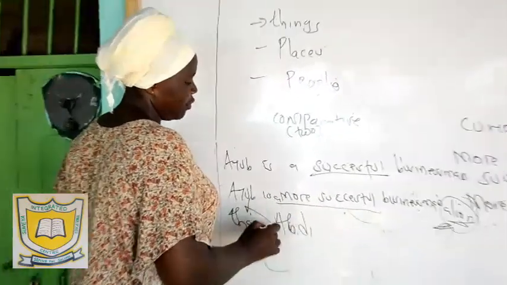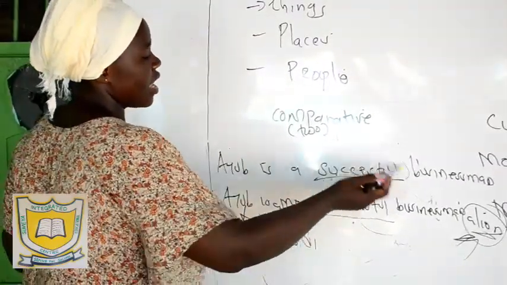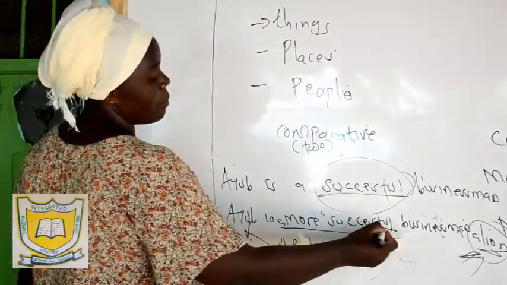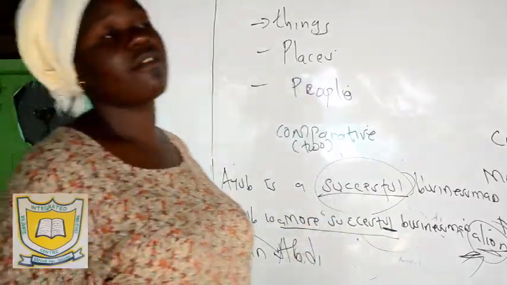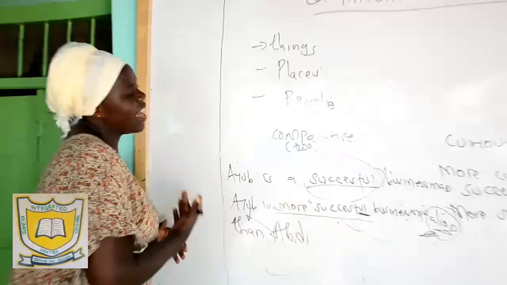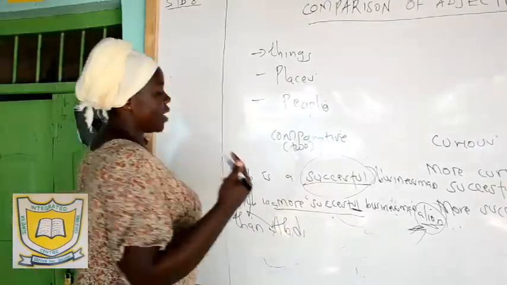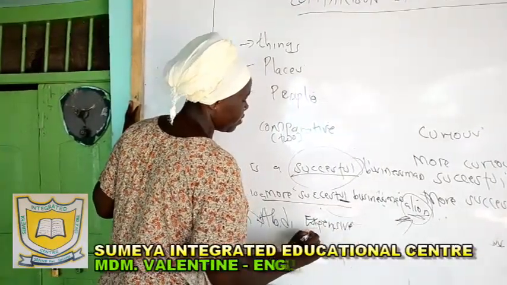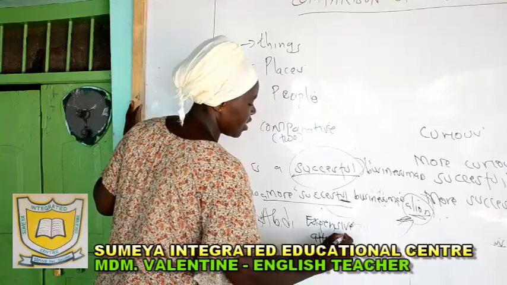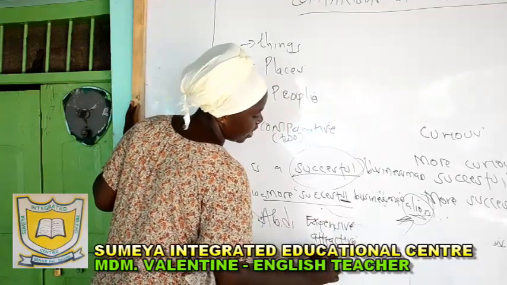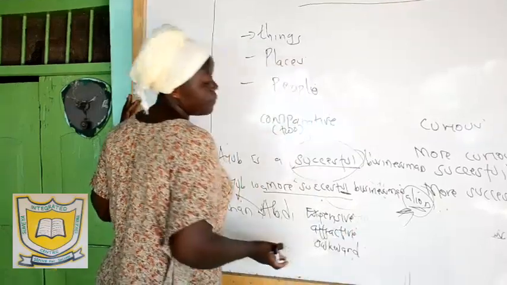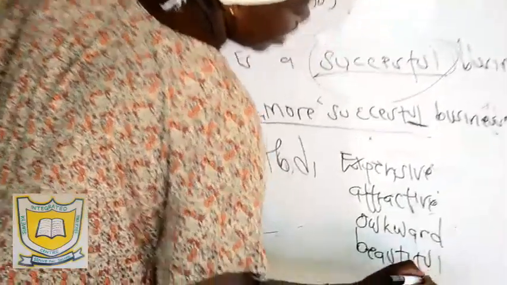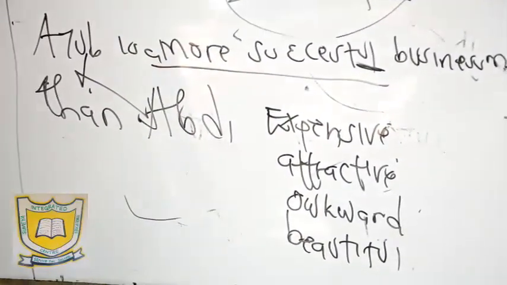We are comparing Ayub to who? To Abdi. And the adjective is what? Successful. So in its comparative you add more, and you just remember this adjective is ending with FUL. You can have other adjectives that take more in their comparative. For example, you can have expensive, attractive, awkward. They take more. Then you can have beautiful. It takes more in its comparative.